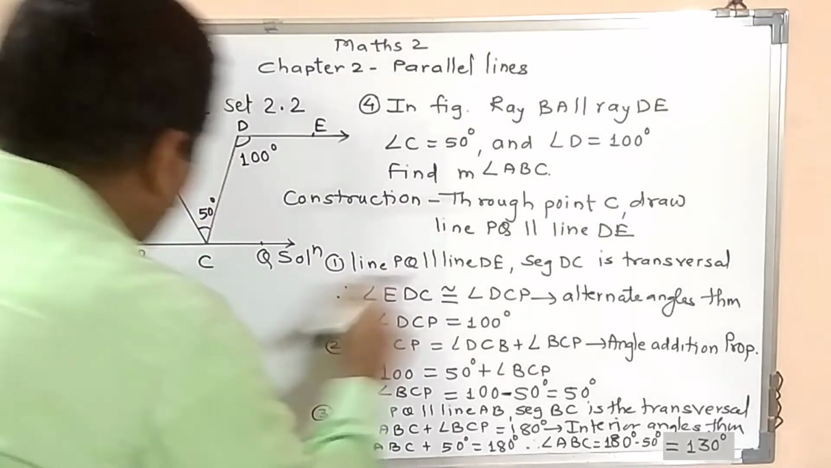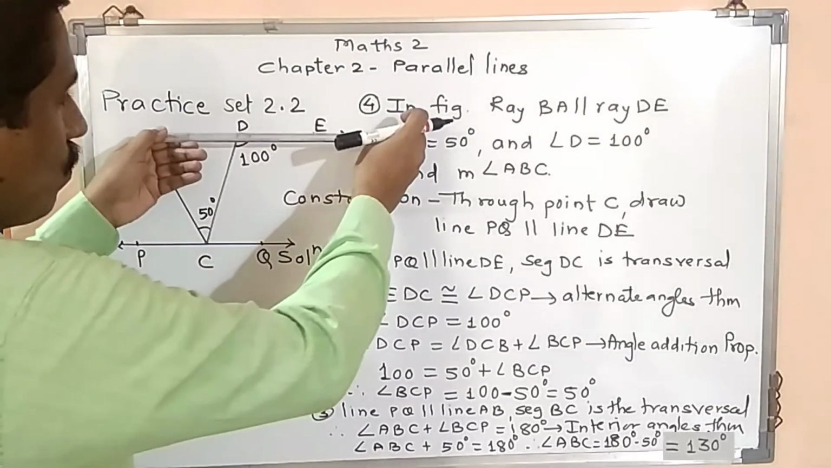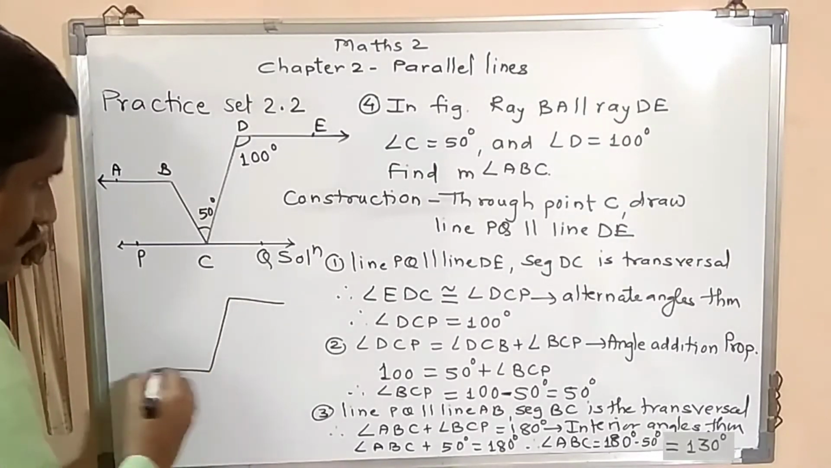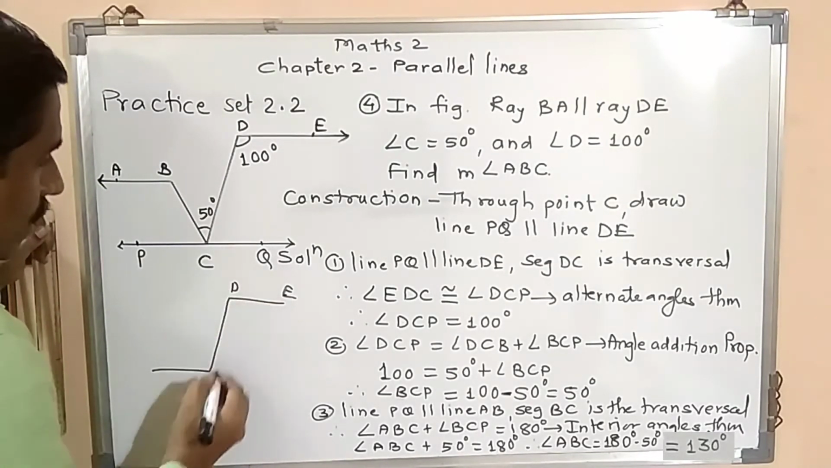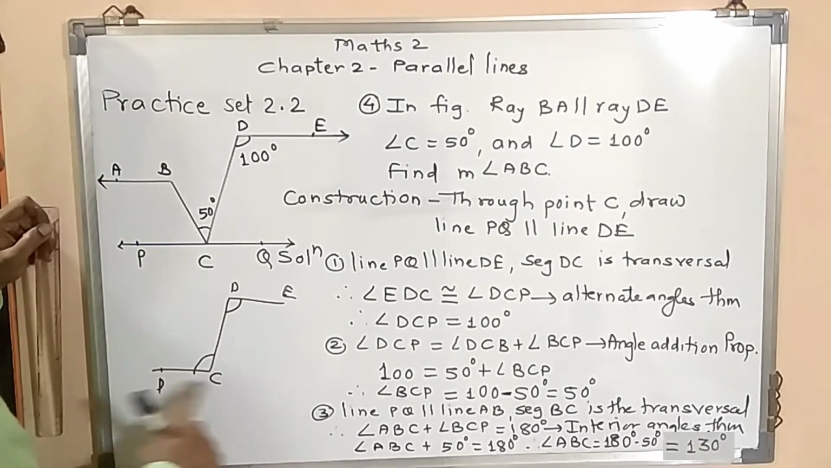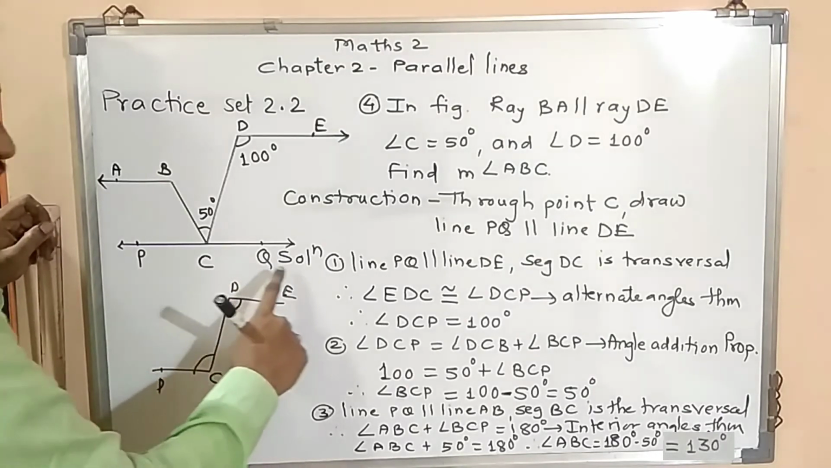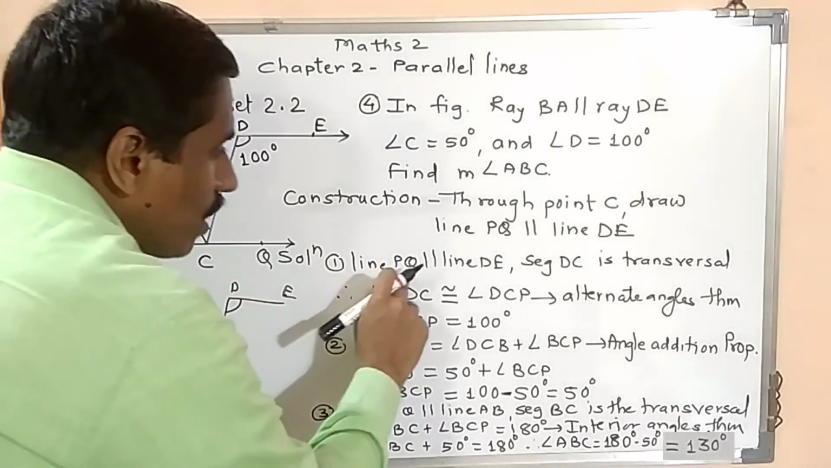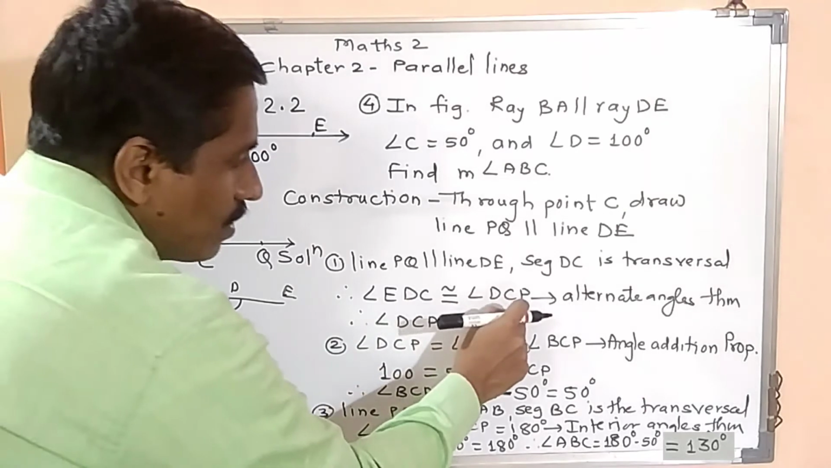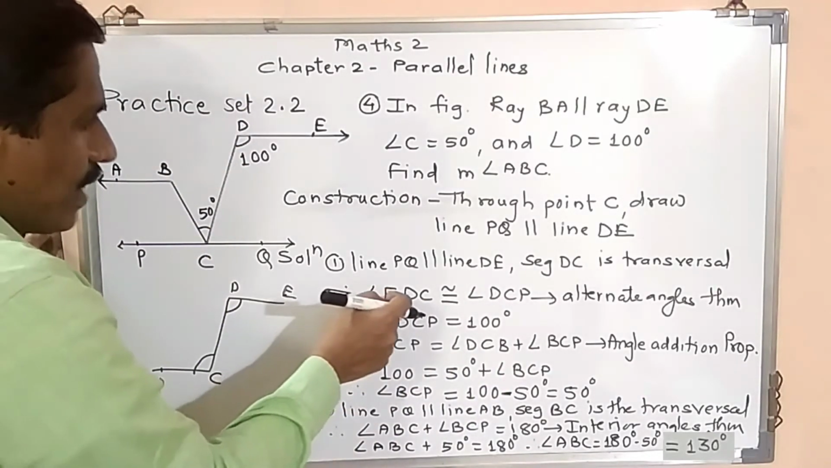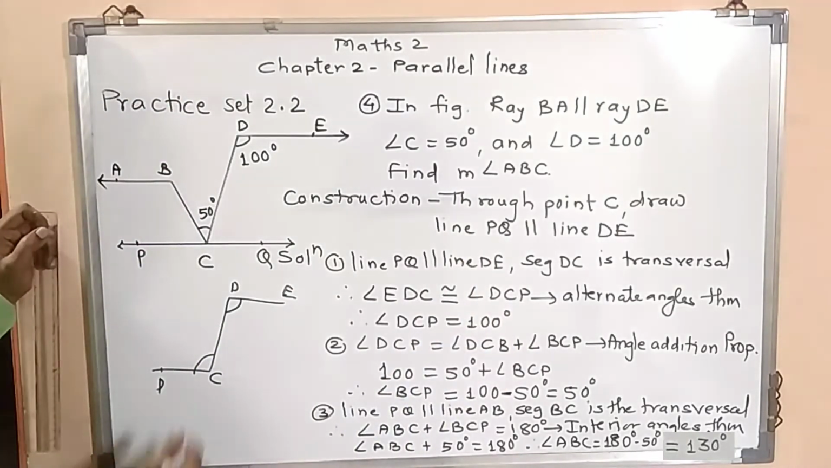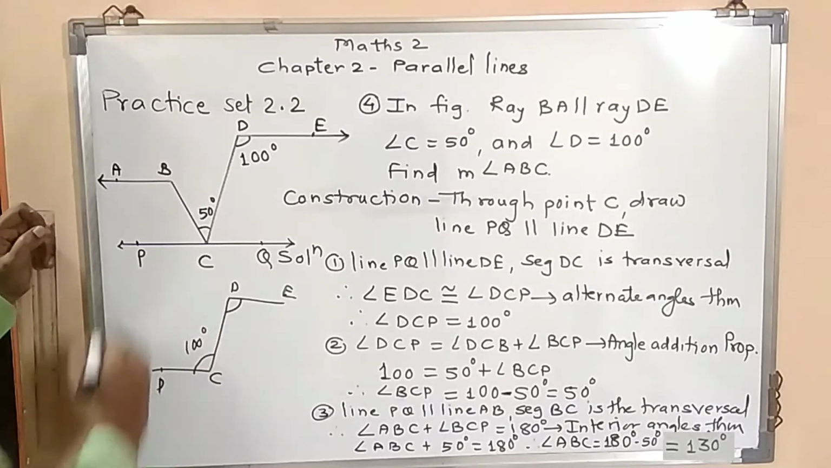Statement number 1, line PQ is parallel to line DE, and DC is the transversal. So what type of angles are these? This is EDC, and this one is DCP. These are alternate angles, and we know that if lines are parallel, alternate angles are congruent. Therefore, angle EDC is congruent to angle DCP. But it is given that EDC is 100. So measure of angle DCP is also 100 degrees.